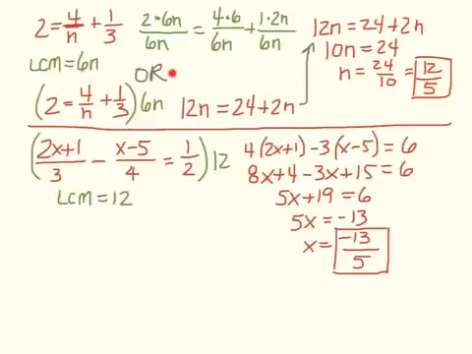So, here's the shortcut. Instead of trying to get denominators that equal 6n, just take the 6n and multiply it by the whole equation. So 6n times 2 is 12n. 6n times 4 divided by n is 24. And 6n times 1 divided by 3 is 2n. Same equation we had before, going to give us the same solution.